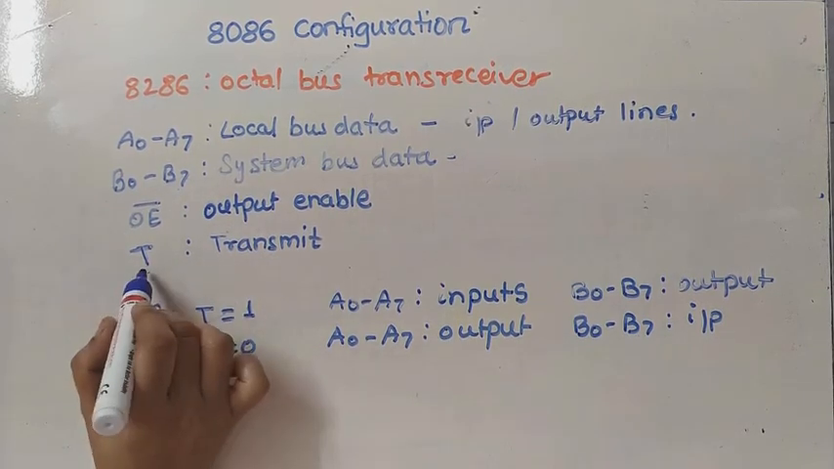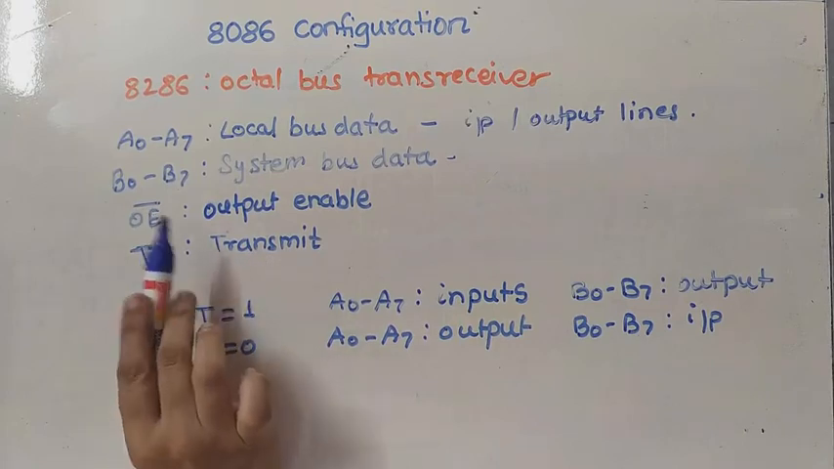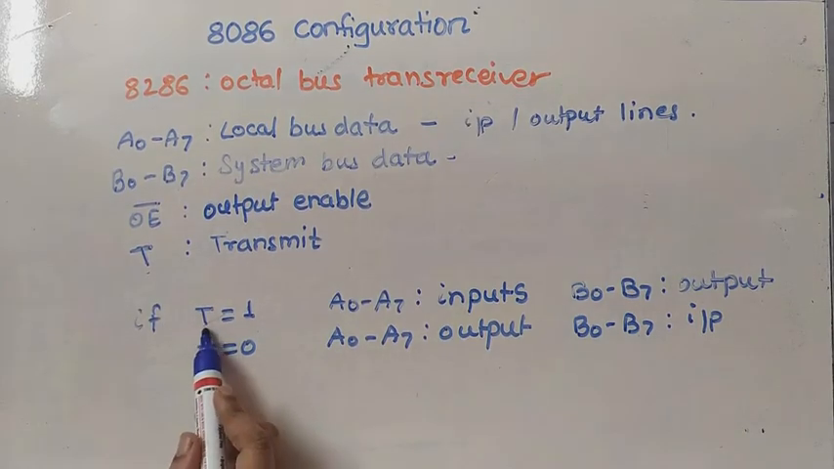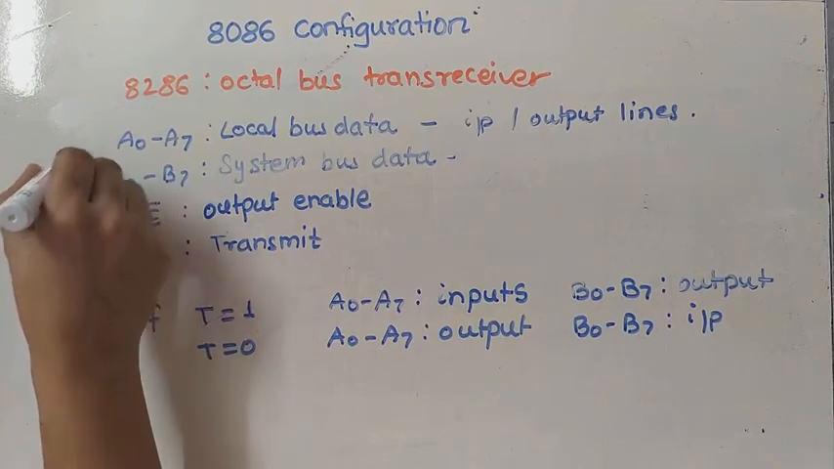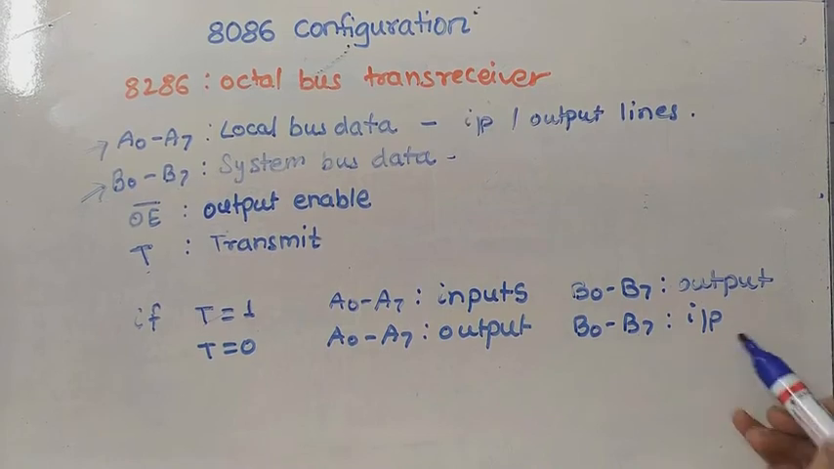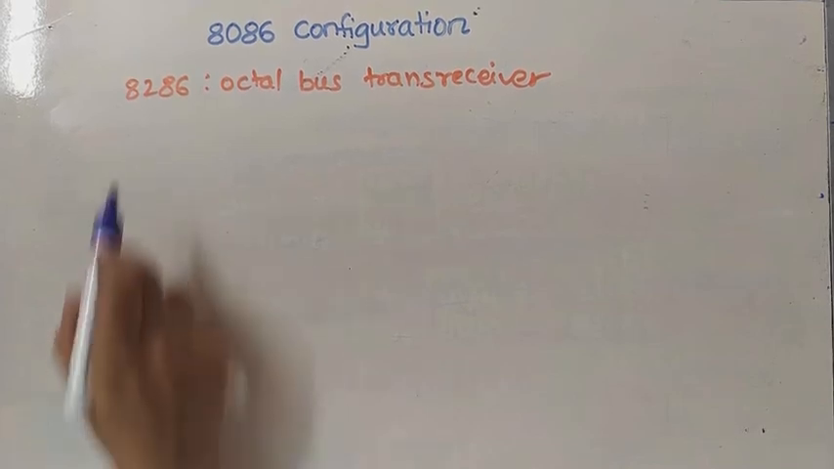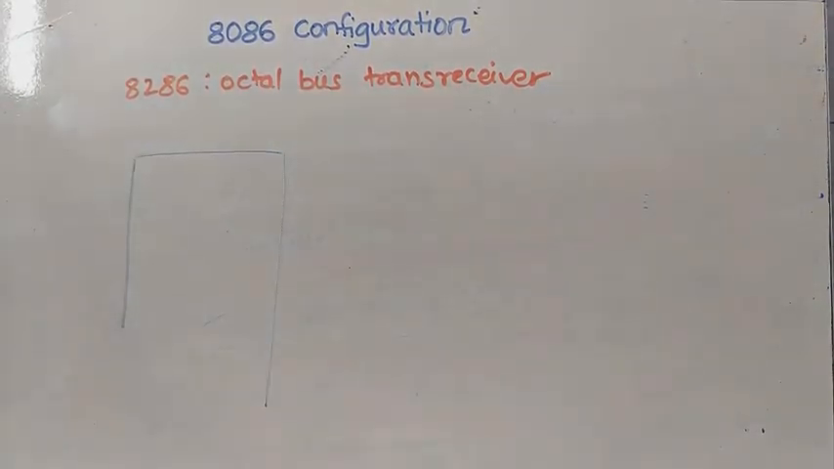And the last is transmit. Pin number 11 of 8286 is the transmit pin, and as we have seen, based on the status of this transmit pin, these two groups of lines act as either inputs or outputs. Now we will see the interfacing of 8286 with 8086. This is our 8086.